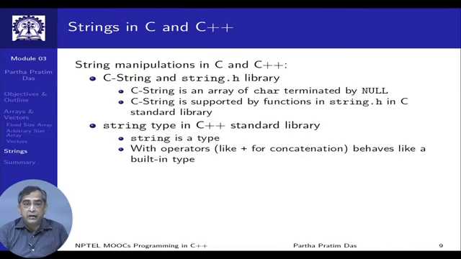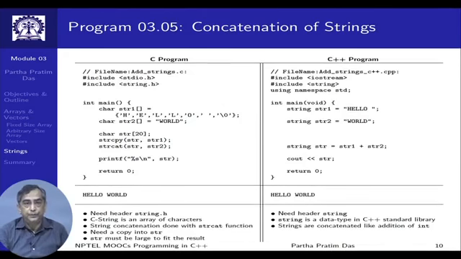So, string also is not a built-in type, but it is a type added through the standard library, and you will have to use the string header of the C++ standard library to get the strings. It has some amazing behavior, like being able to write concatenation of strings as an addition expression. So, we will illustrate those.